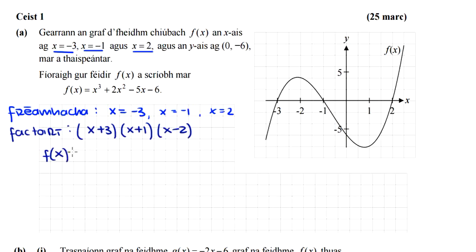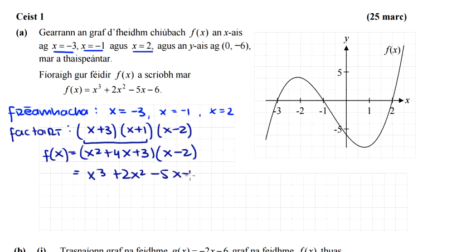So basically we have three factors, all we have to do is multiply. So the first two brackets, when I multiply, I get x squared plus 4x plus 3. And now I have to multiply that by x minus 2. So when we multiply and simplify, we're going to get x cubed plus 2x squared minus 5x minus 6.